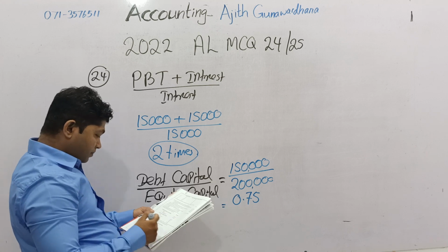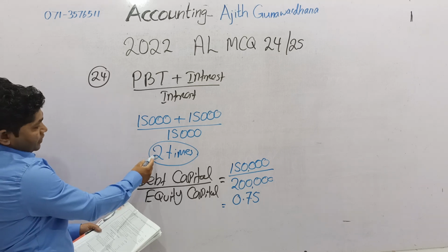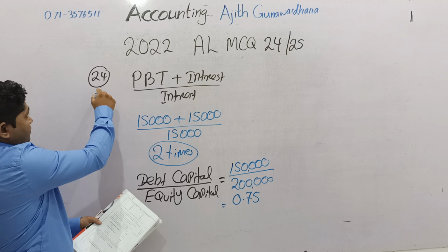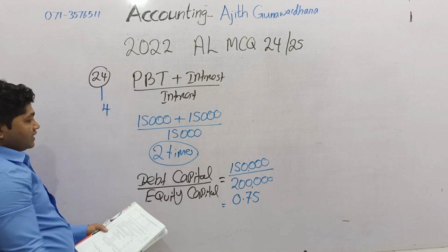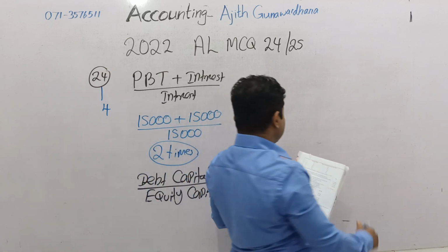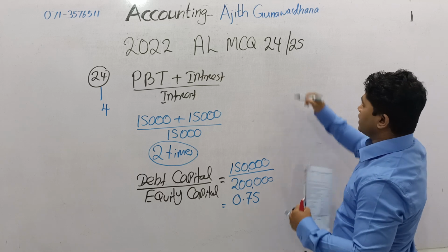Right. Therefore question number 24, the interest coverage ratio and debt equity ratio, the answer is the fourth one. And question number 25 is the return on equity ratio.